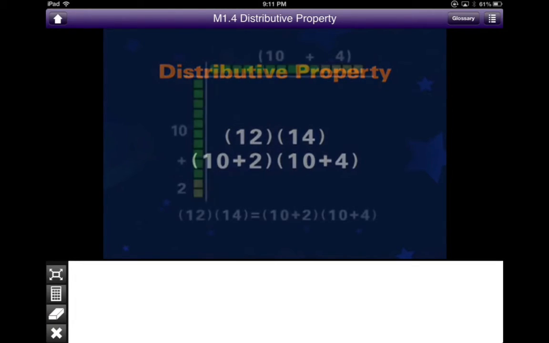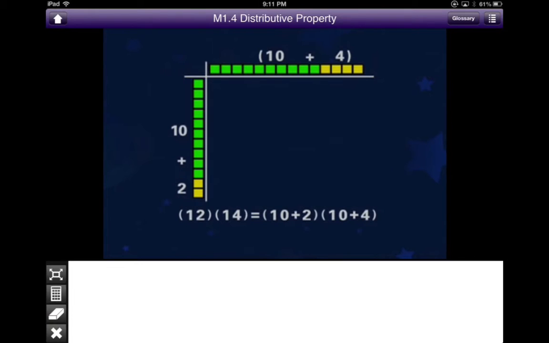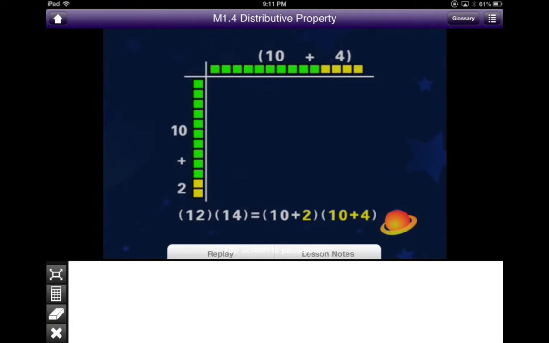Let's see what it looks like as a model. Now I distribute each part of the sum of the first factor over each part of the sum of the second factor. That is, I multiply 10 times the quantity 10 plus 4, and I multiply 2 times the quantity 10 plus 4. Okay, this one seems pretty complicated, doesn't it?